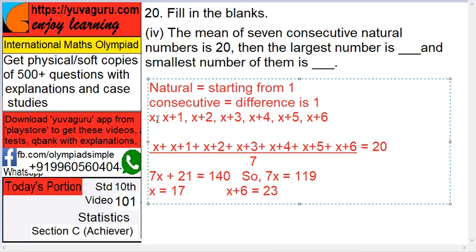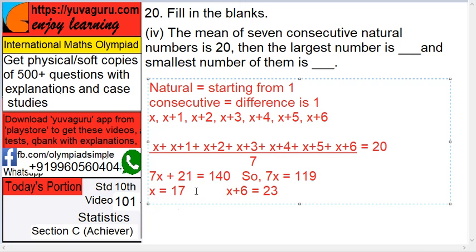So let the numbers be x, x plus 1, x plus 2, x plus 3, x plus 4, x plus 5 and x plus 6. It will be up to x plus 6 only because 7 numbers and x is already taken. So x plus 6 will be the last number. Now mean is what? Add all the numbers, divide by 7. So add all these upon 7 equals 20. So it becomes 7x plus 21 equals 140 on the other side. So 7x equals 119, x equals 17, right? 119 upon 7 is 17.